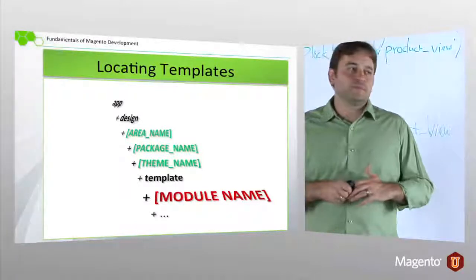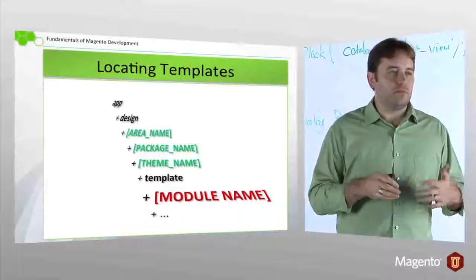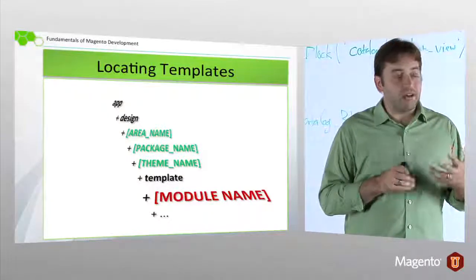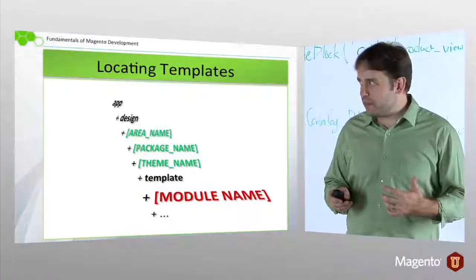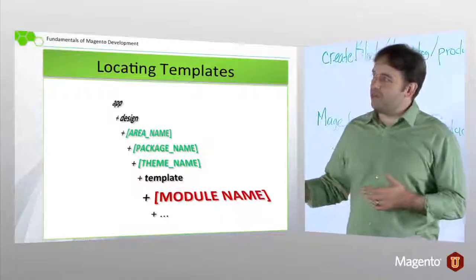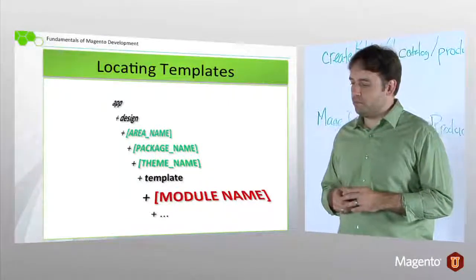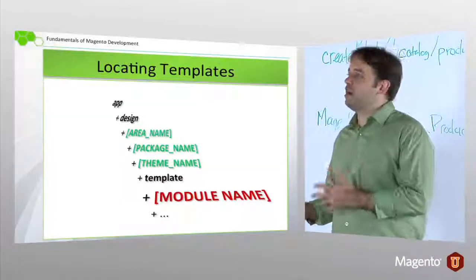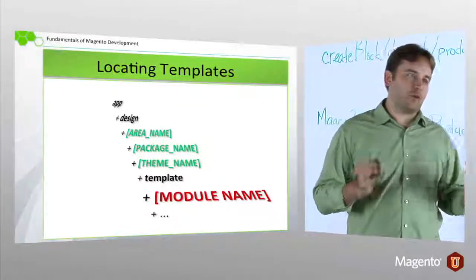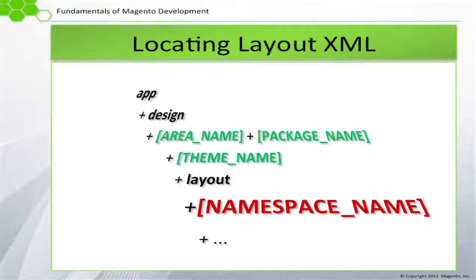There's a whole other system, though, the design fallback that operates. So these two can be kind of variable, depending on whether Magento finds a file in a certain place. And, of course, we have a whole lesson devoted to that. So you'll understand that in a bit.